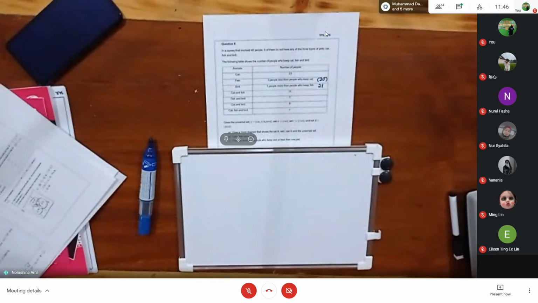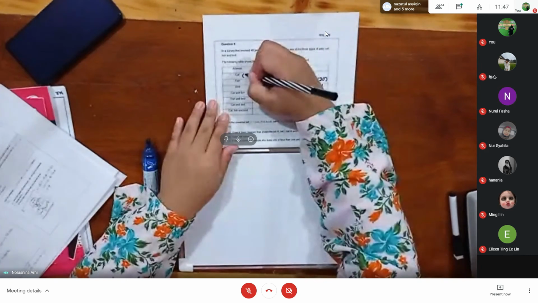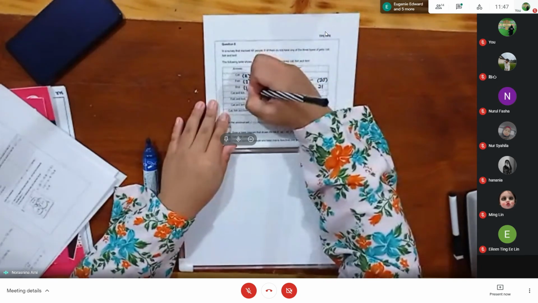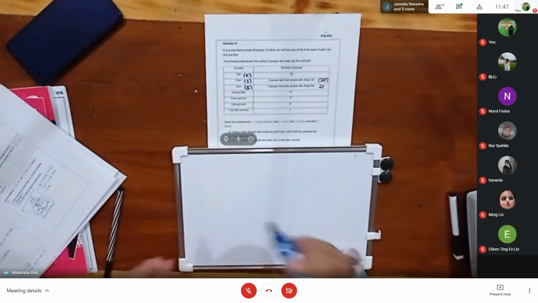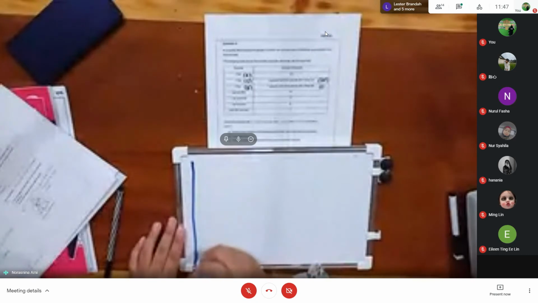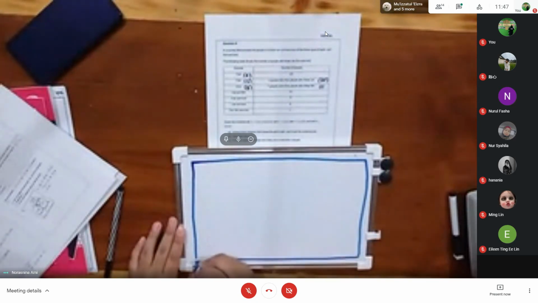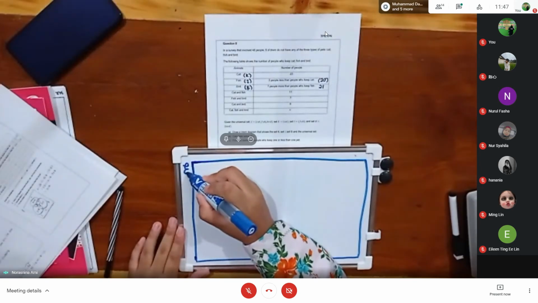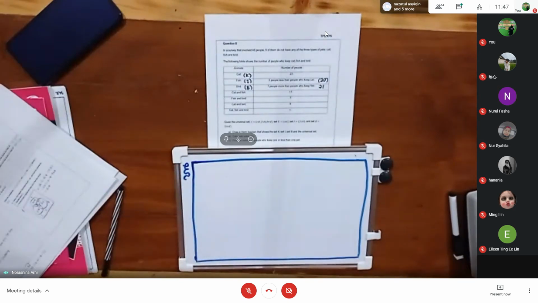If it was me, I like to label the animals with letters that represent them. Cat is K, fish is I, bird is B. Now we draw the Venn diagram. First we draw a big rectangle, and we put down the symbol of the universal set, the important step.